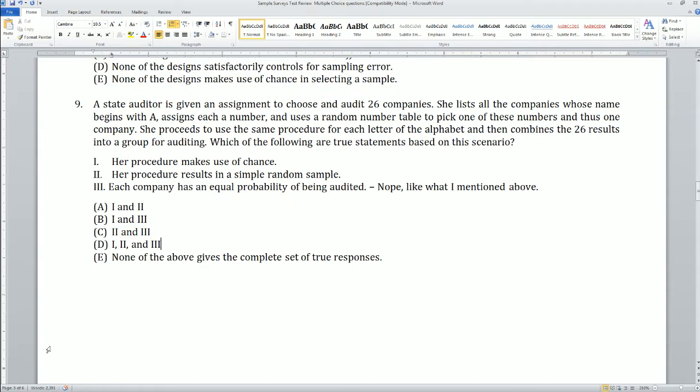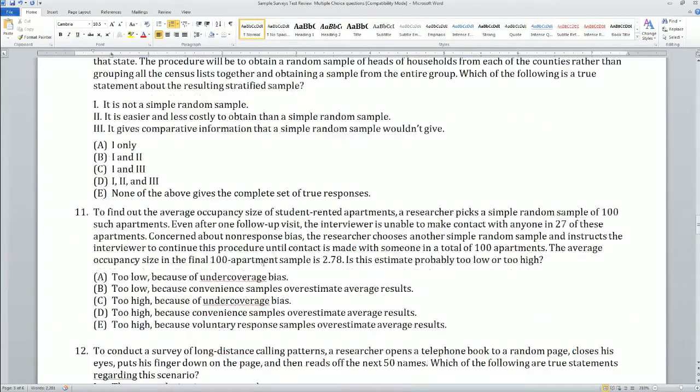It's not equal to them. Correct. So E. Correct. Good? 2 and 3 have the same error. You're both stratifying it. Once you stratify it, it doesn't become SRS.